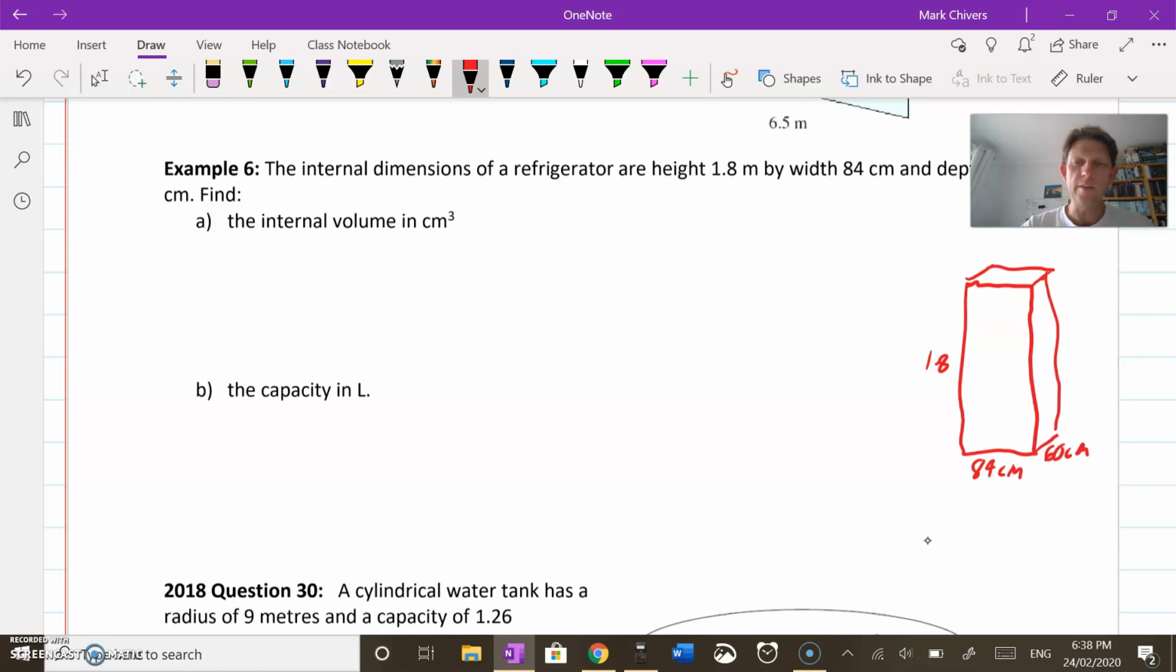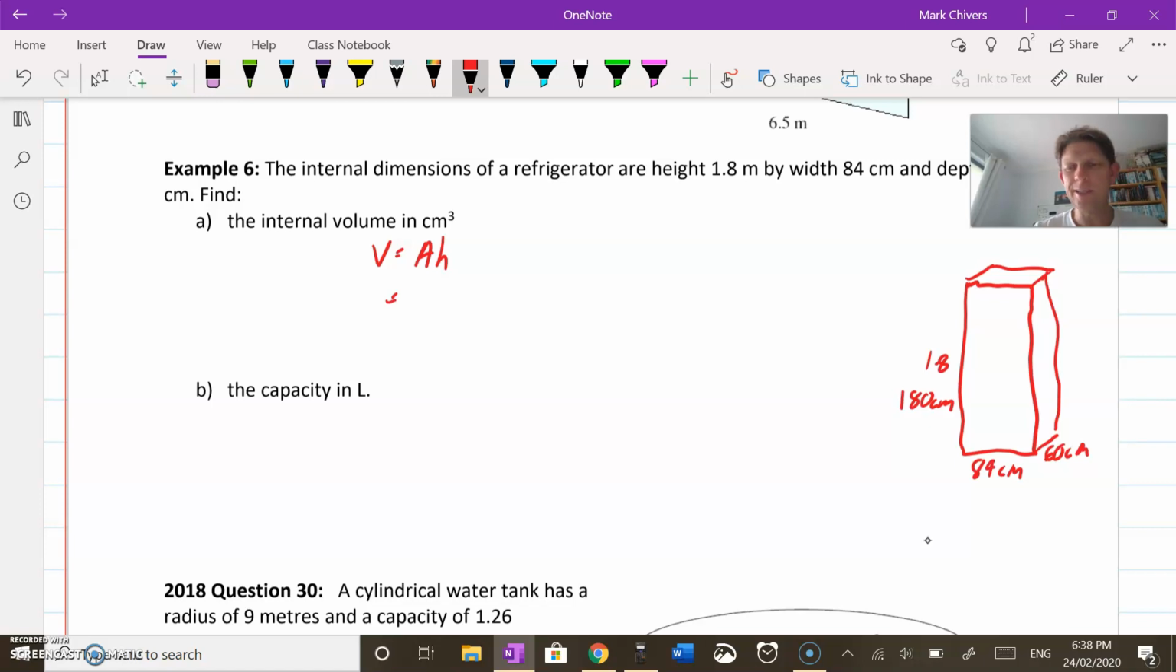So the very first thing I'm going to deal with here is I've got centimeters and I've got meters, and I don't want to be dealing like that. I would rather everything to be in the same units. So I'm going to change that 1.8 meters to be 180 centimeters. And now I can find the internal volume. So the volume is just going to be the area of the base of the prism times by the height.